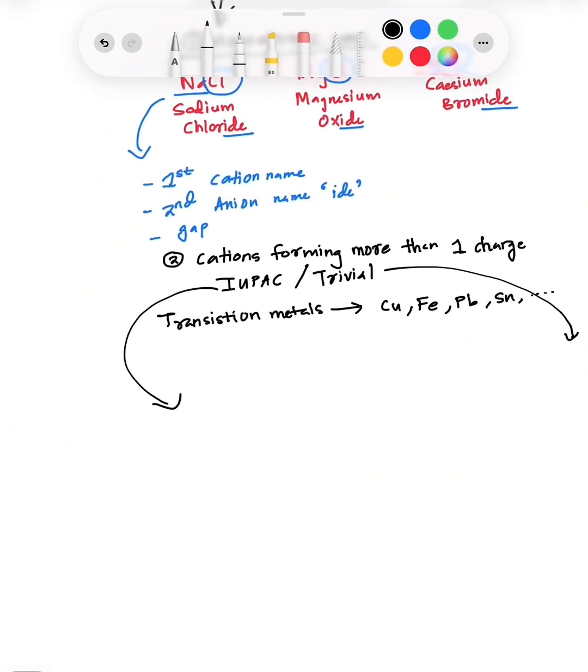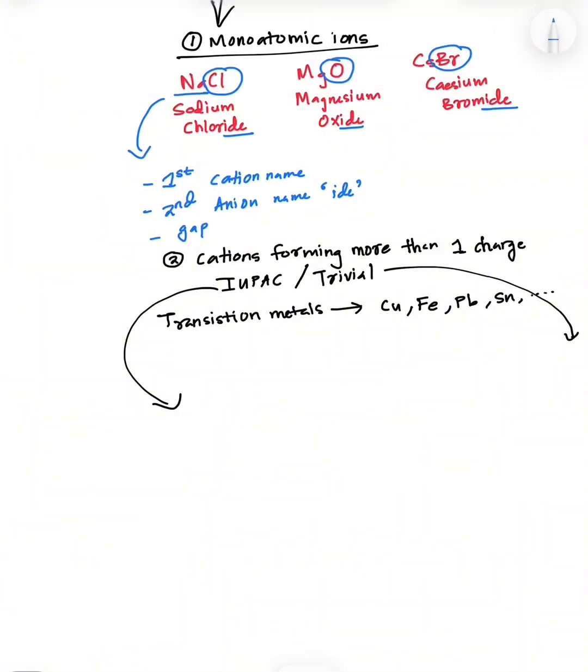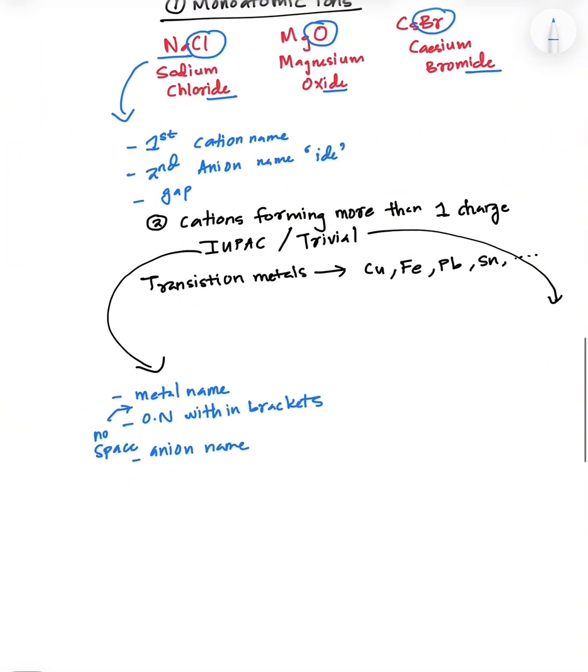First of all, when I take the IUPAC system, the rule is we first write the metal name and add the oxidation number within the brackets. Oxidation number within brackets, and we do not leave space between the name and the bracket, and then comes the anion name. If you could remember this order, that's more than enough.